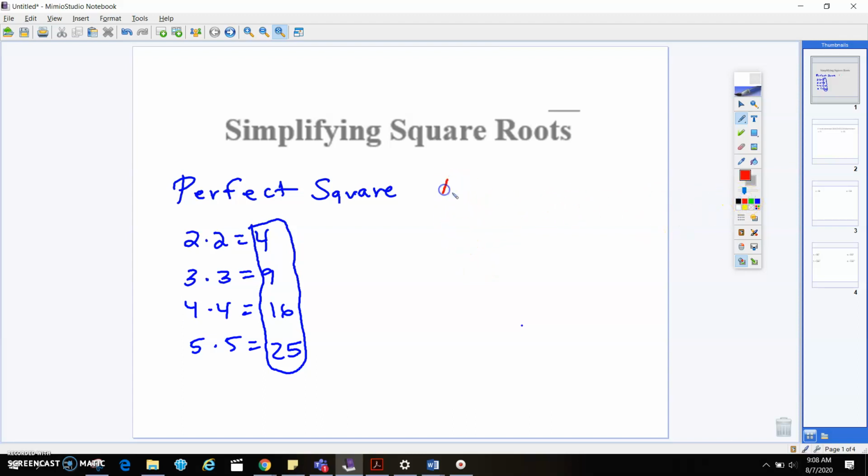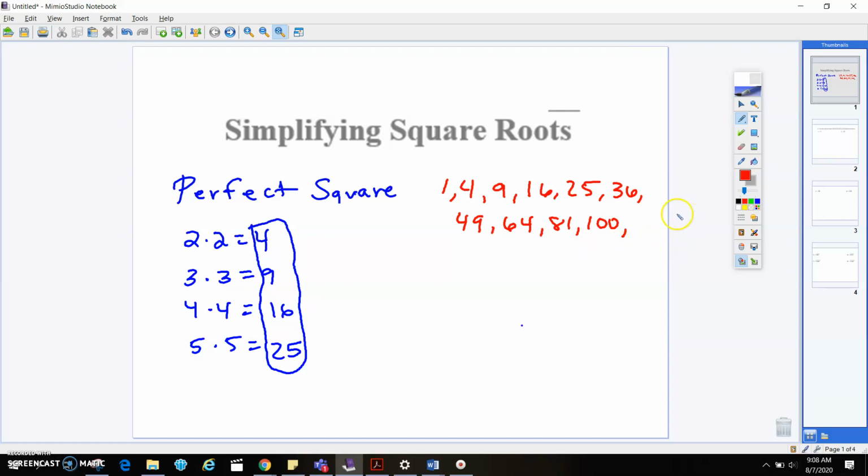So I always write mine out. So 1 technically is a perfect square. We just don't talk about it that often. But the perfect squares are 1, 4, 9, 16, 25, 36, 49, 64, 81, 100, and then so on.